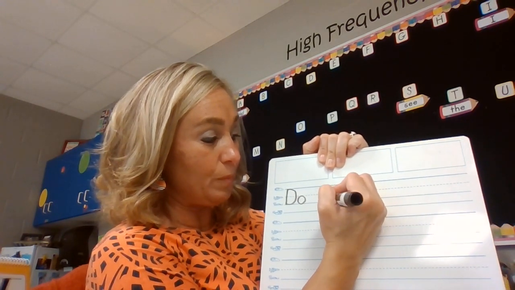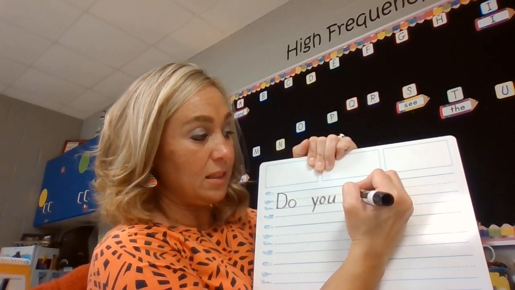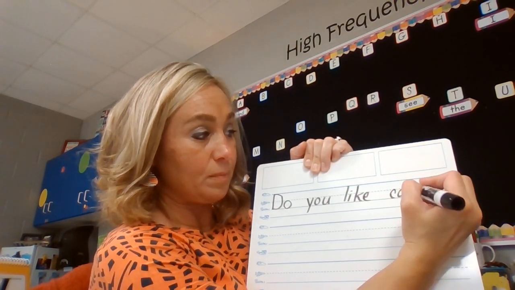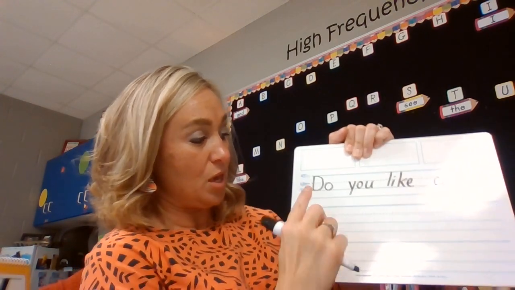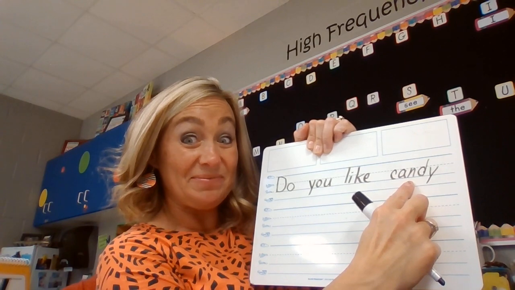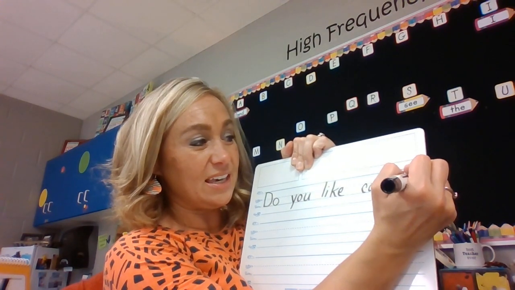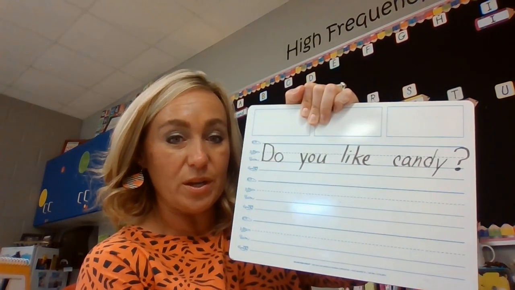Let's try another one. Oh, I have a good one. I want to ask the question, do you like candy? So I'm going to start my sentence with a capital D for do, and I'm going to say, do, leave a space, you, space, like, of course we know that word, it's a sight word, candy. Do you like candy? Do you? Yeah, me too. Since we were asking, we have to end that sentence with a question mark.